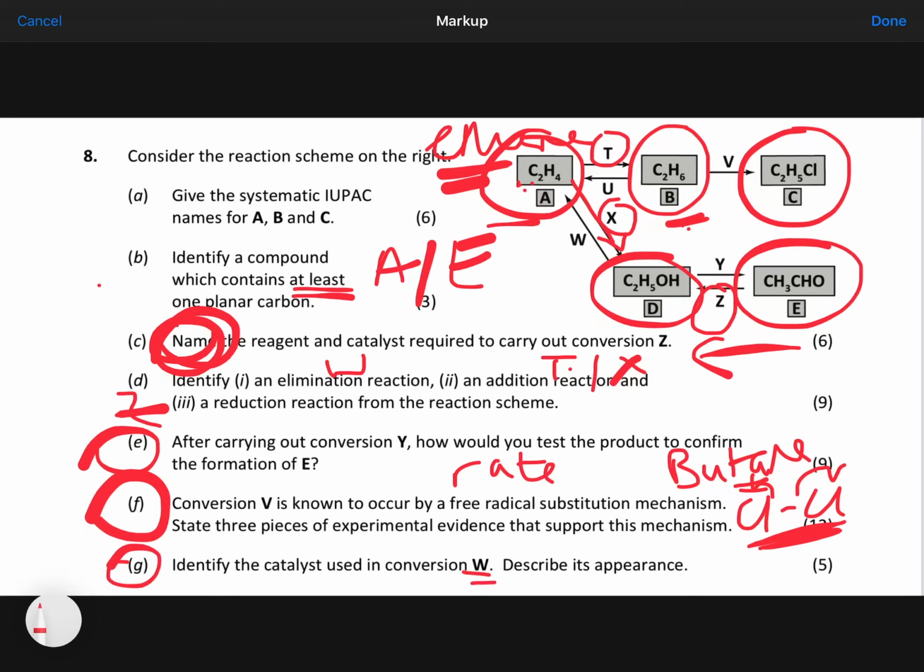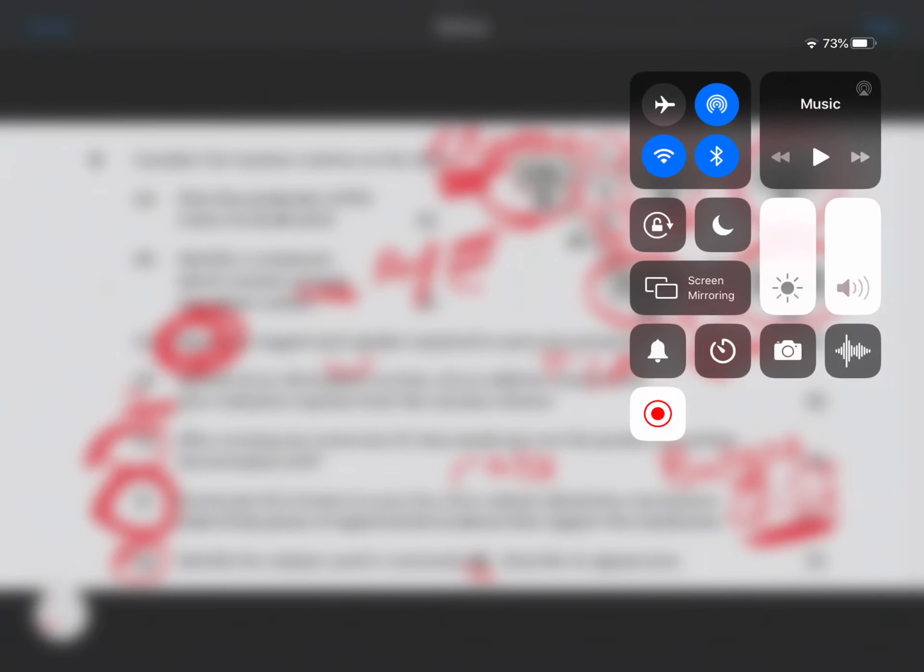Identify the catalyst used in W. Well, that's your aluminium oxide, and describing its appearance, it's a white solid.